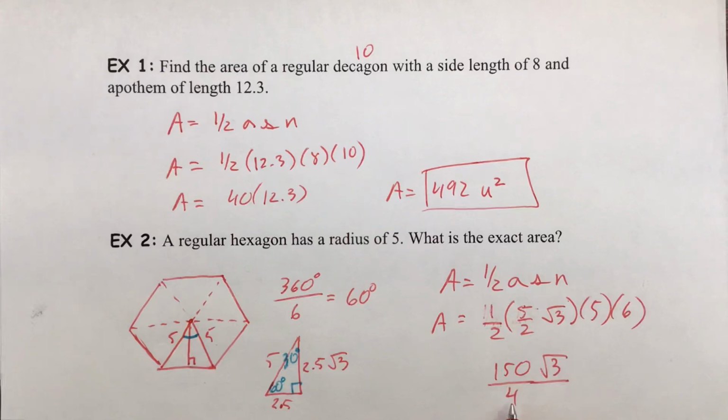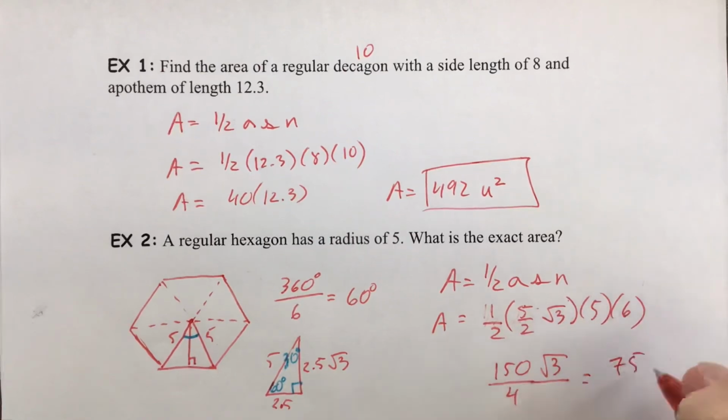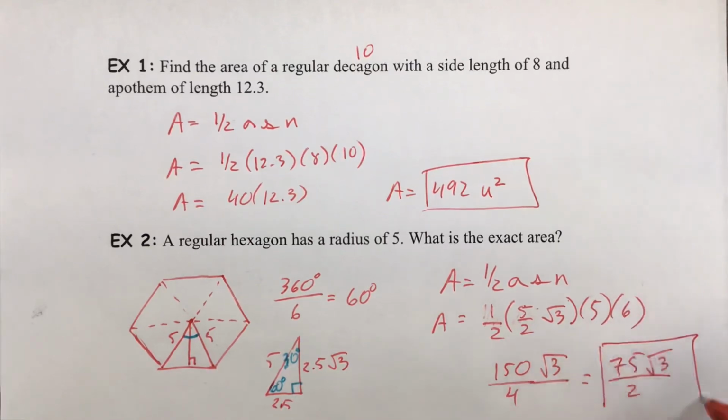150 is not divisible by 4, but it is divisible by 2. So we can rewrite that part as 75/2 and keep the square root 3, and that is the exact area for the hexagon.